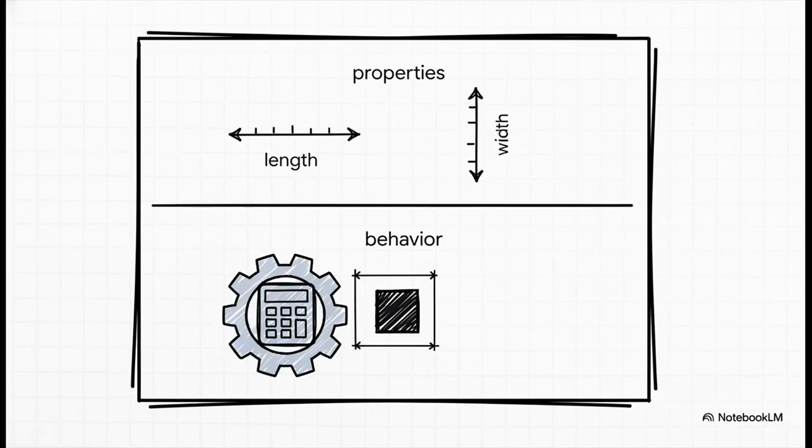Here's a great, super simple example. We've got a class, our blueprint, called Rectangle. It has two properties or fields, an int for length and an int for width. And it has one behavior, one method called calculateArea. And its job is really simple. Just multiply its own length and width and print it out.